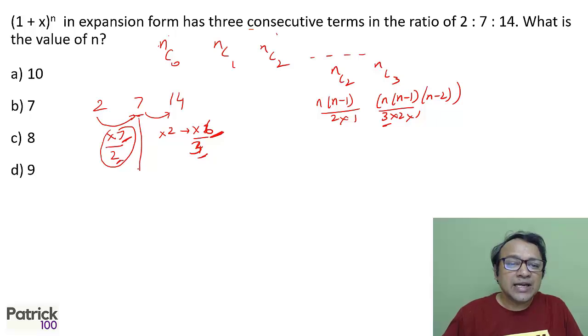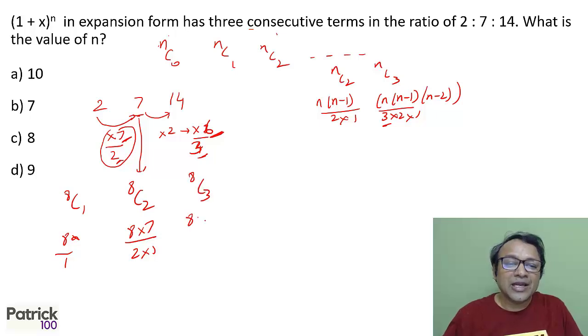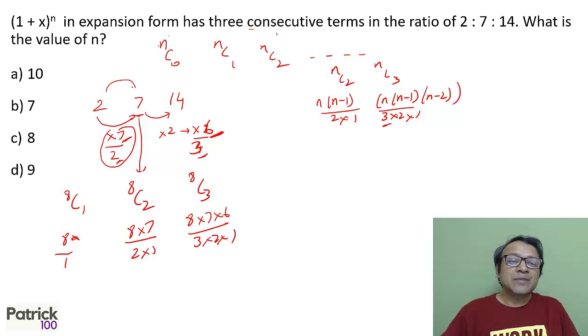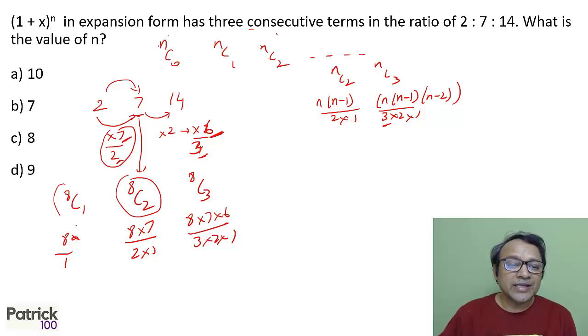So technically the second term should ideally be 8C2. Only in 8C2 do you multiply by 7 and by 2 in the denominator. First term will be 8C1, that is 8 upon 1. And this should be 8C3, 8 into 7 into 6 upon 3 into 2 into 1. So the hint is that the second number becomes 7. So you're multiplying by 7 and dividing by 2. When do you multiply by 7 and divide by 2? In 8C2. When you go from 8C1 to 8C2, you're multiplying by 7 and dividing by 2.